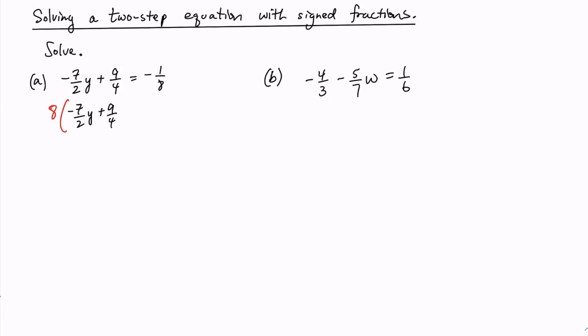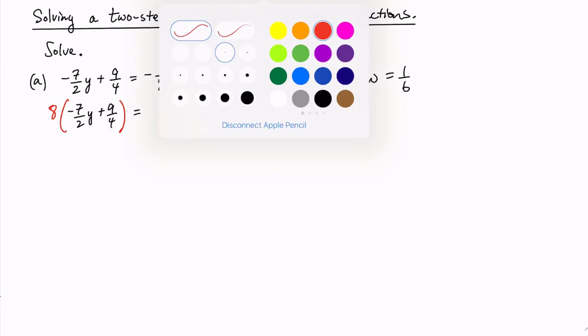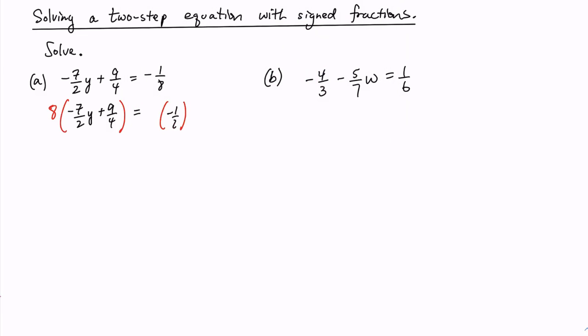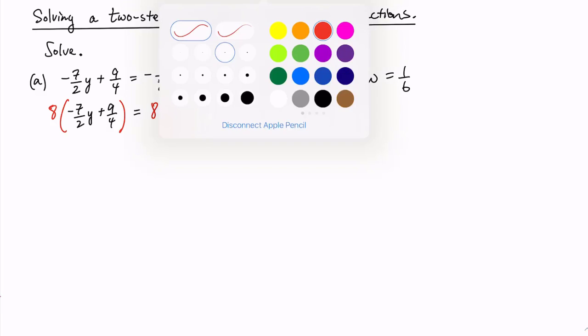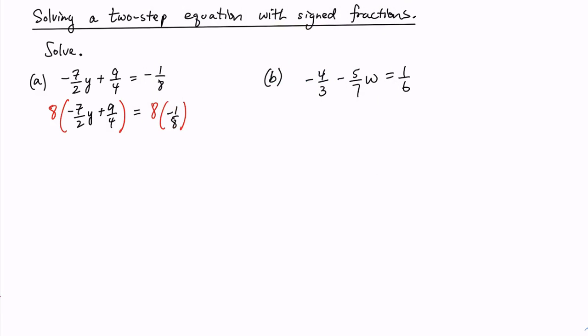There it is. And we'll do the same thing to the right-hand side of the equation. Now we're going to take advantage of the distributive property on the left-hand side of the equation. And when you do that, something magical seems to happen.